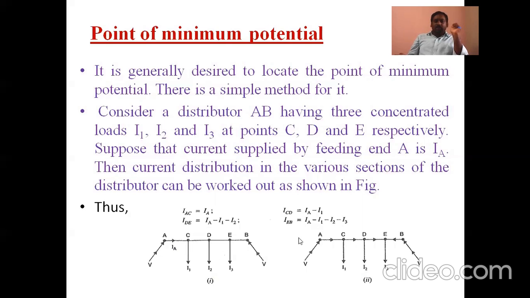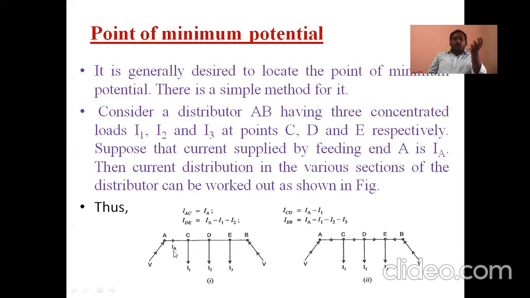So if we come to this side, first we can observe individually. ICD: what happened here? IA minus I1. IEB: up to here, IA minus I1 minus I2 minus I3. Simple case, we can apply that. So then the voltage drop and current calculation is similar.